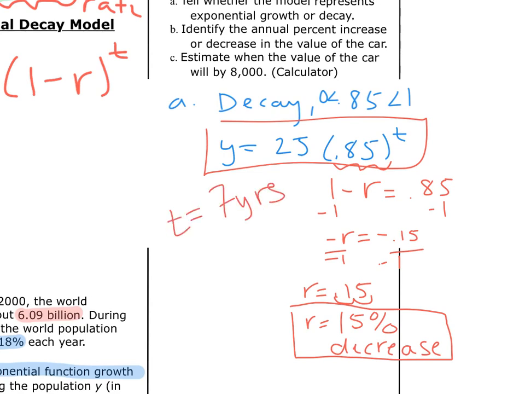So in 7 years, this car will go from being $25,000 to $8,000, which is kind of sad when you think about it. You spend $25,000 and you have a car that's worth $8,000. Adulting, it's great. Alrighty, so let's keep going.